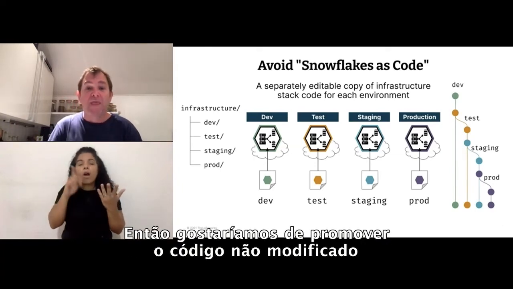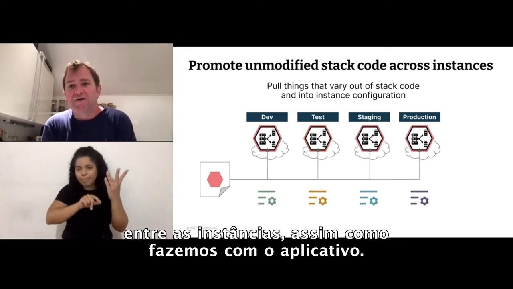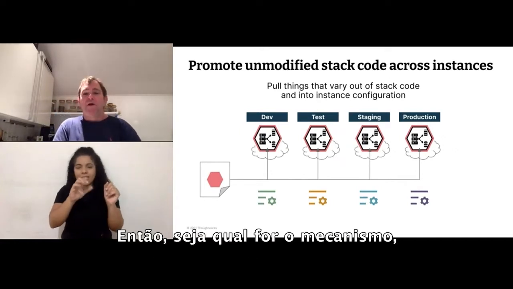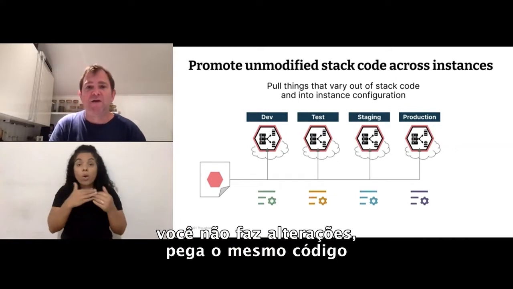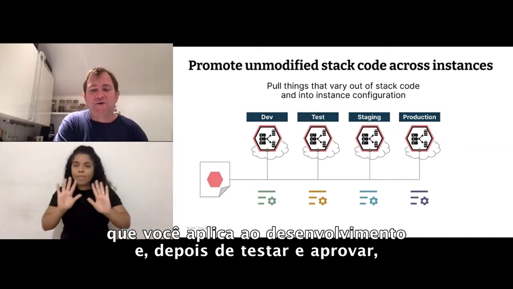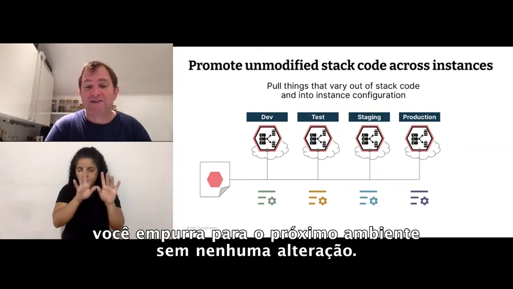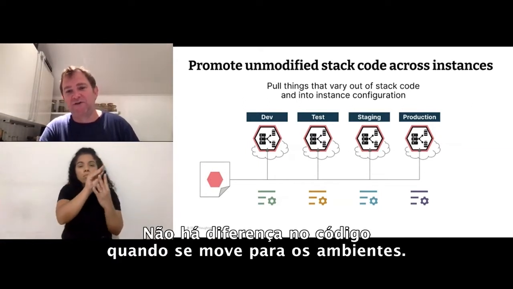So instead, what we would like to do is to promote unmodified stack code across the instances, just as we do with applications. Whatever the mechanism, whether you put it into an artifact or use branches or what have you, you don't make changes. You take the same infrastructure code that you apply to development, and once you test it and you're happy with it, you push it into the next environment without any changes. You have no difference to the code as it moves through environments.